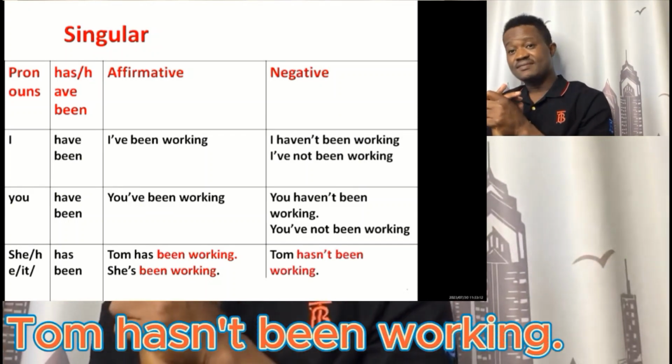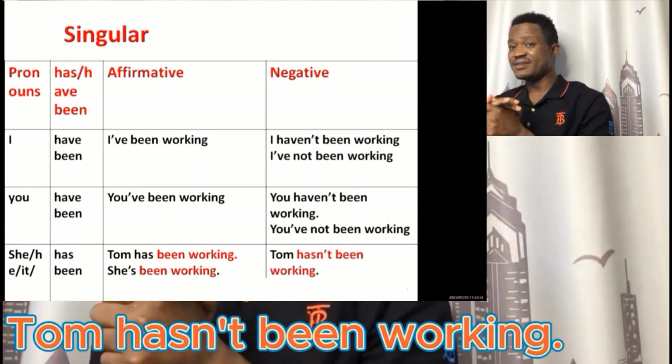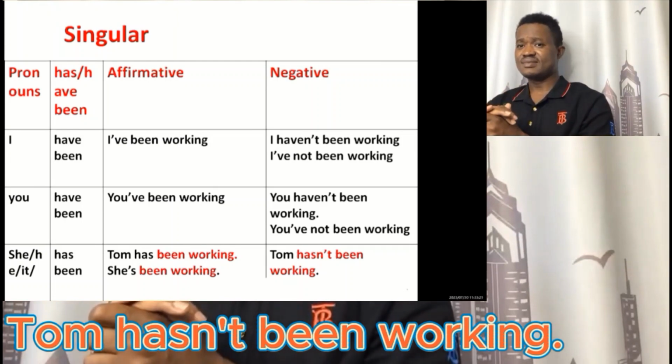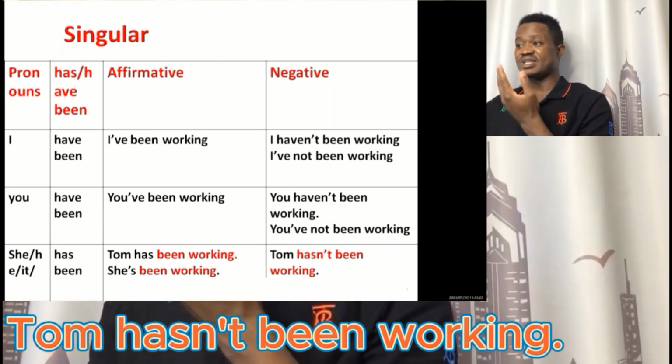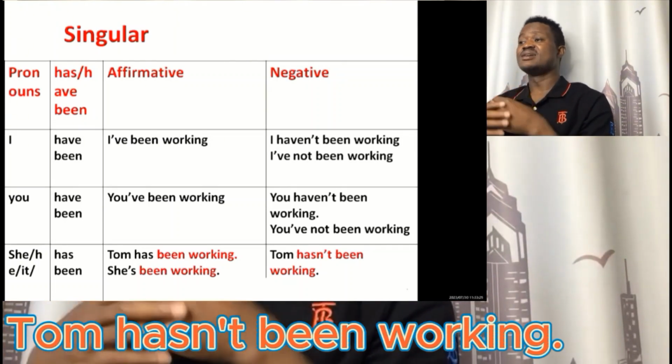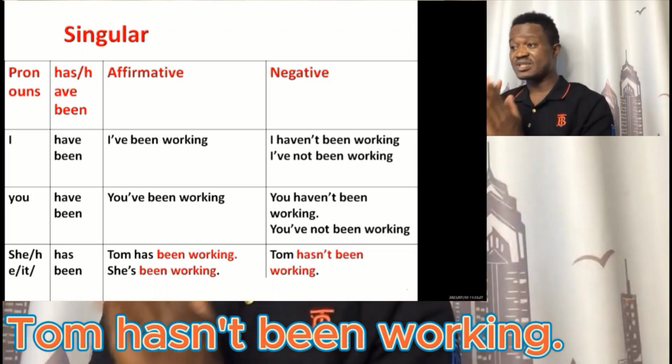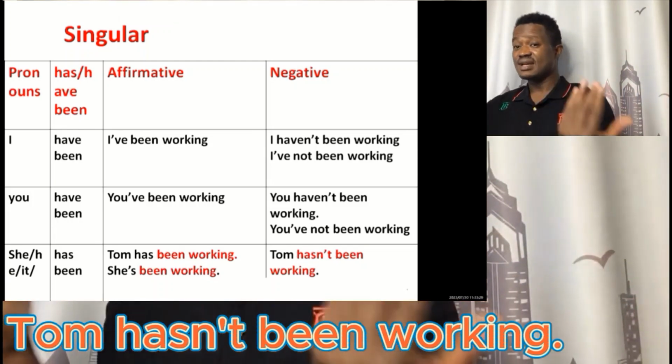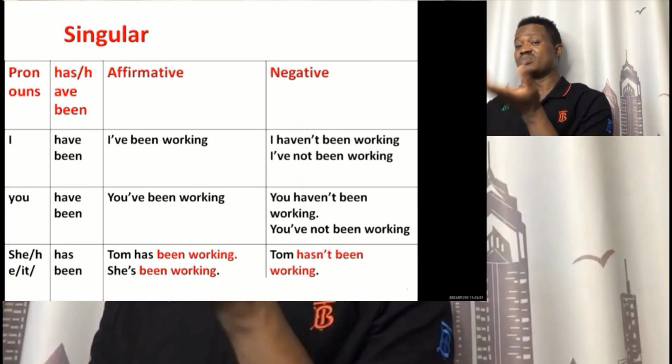Tom hasn't been working. This is the negative form. Tom hasn't been working. Sometimes the T is silent, hasn't, or you put stress on the word hasn't. There is more stress there. It's a negative, so put stress on it.